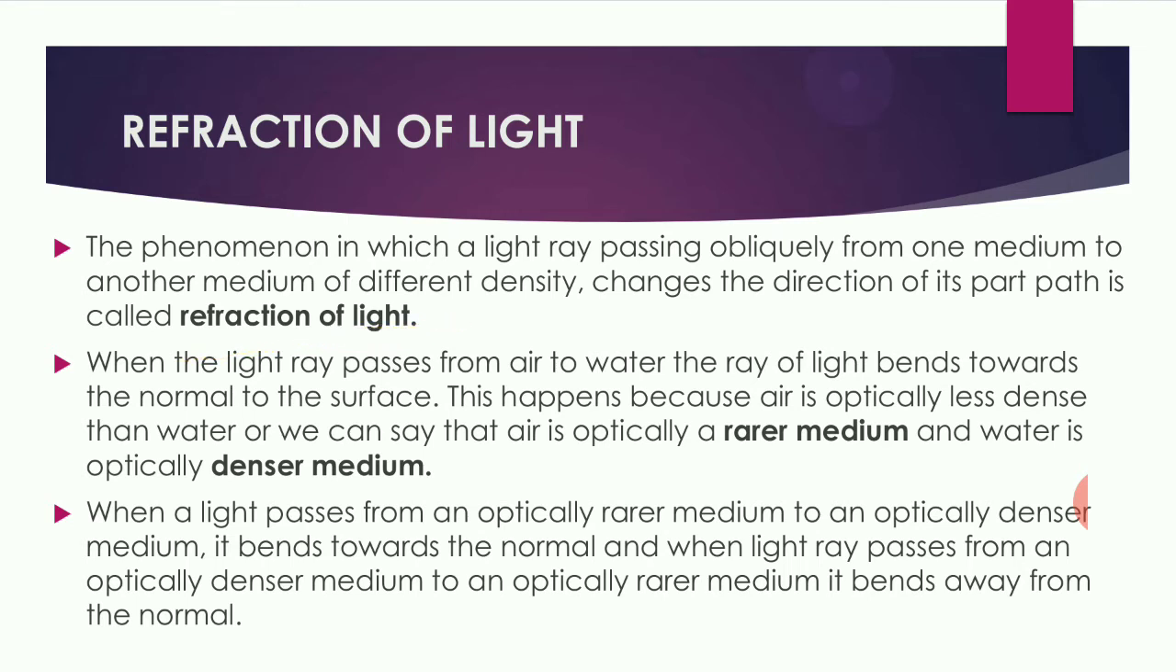When the light ray passes from air to water, the light ray bends towards the normal of the surface. So when the light ray passes from air to water, it bends towards the normal because air is less dense than water. So we call air the rarer medium and water the denser medium. When the light ray passes from the rarer medium to the denser medium, it bends towards the normal. And when the light ray passes from the denser medium to the rarer medium, it bends away from the normal.